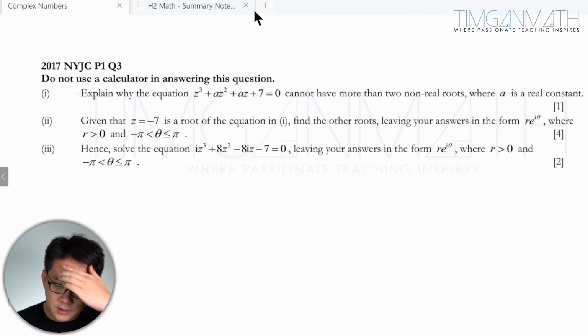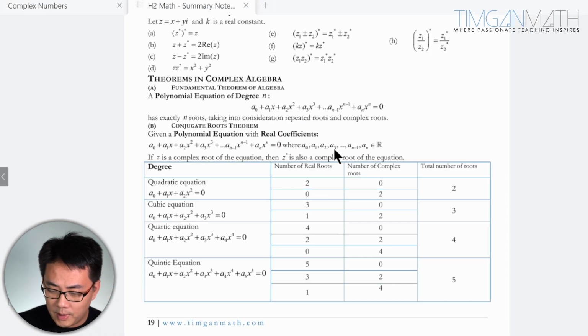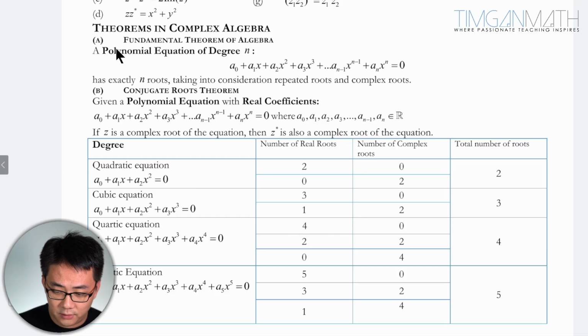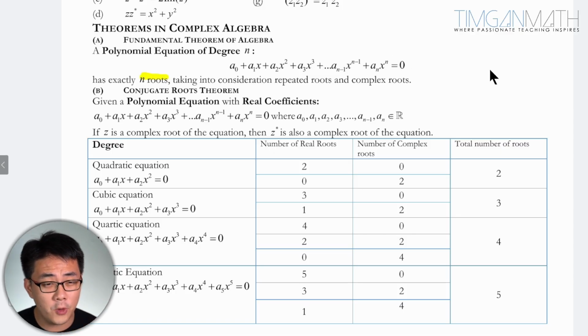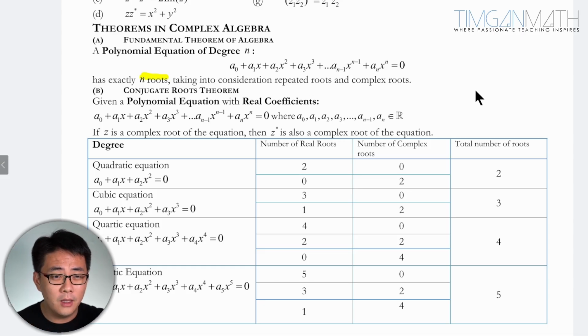So for the first one is pretty okay, because now remember in secondary school what you learn is the fundamental theorem of algebra, meaning if the polynomial equation is of degree n, you have n roots. That is very important. So if it's a quadratic equation, you expect to have 2 roots. If linear equation, you expect to have 1 root because it's degree of 1. And if it's power of 3, you expect to have 3 roots and so on.